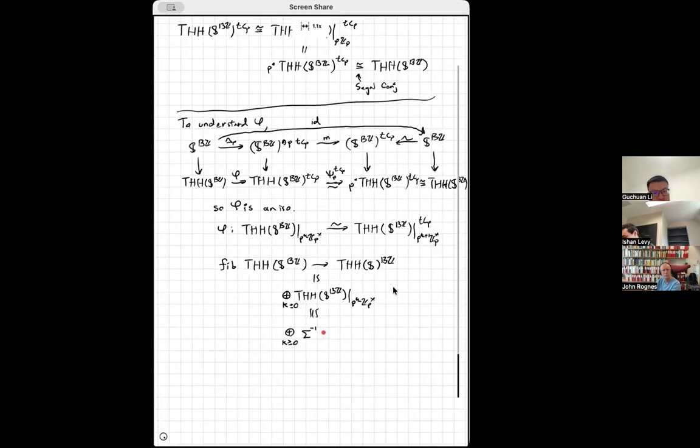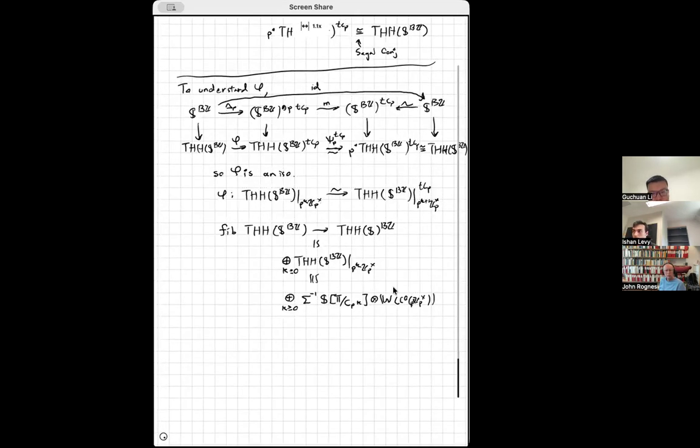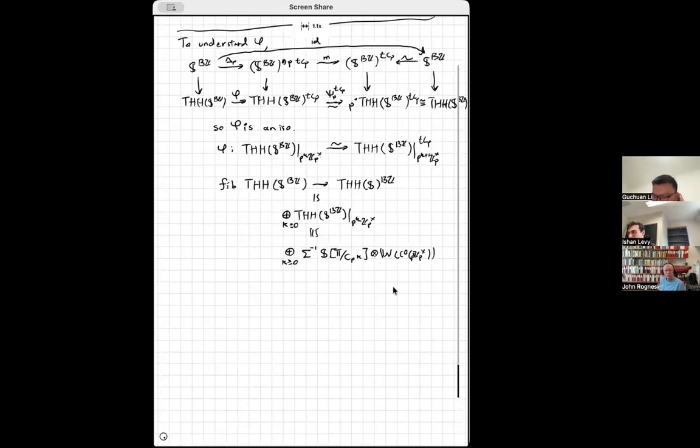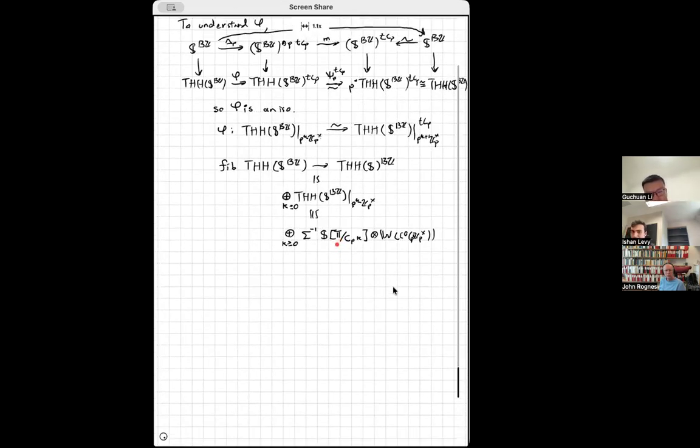So it's the -1 suspension of S to the, of sort of an action that's not quite free, but it's free up to a cyclic group of order p^k. And then you tensor with the spherical Witt vectors of continuous functions on Z_p cross, on p^k Z_p cross. Okay. And then we also understood the Frobenius maps, namely the Frobenius maps just give these kinds of equivalences.